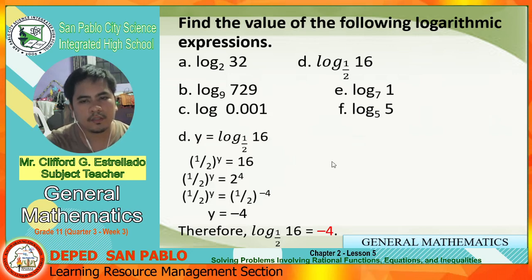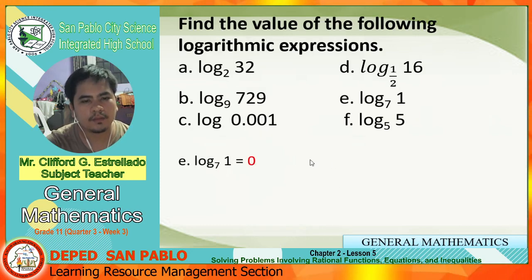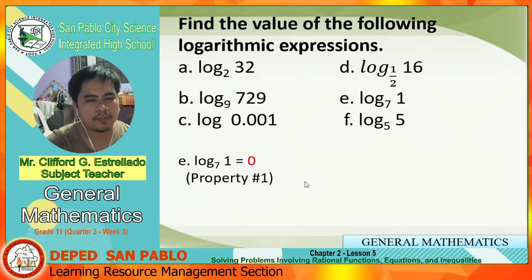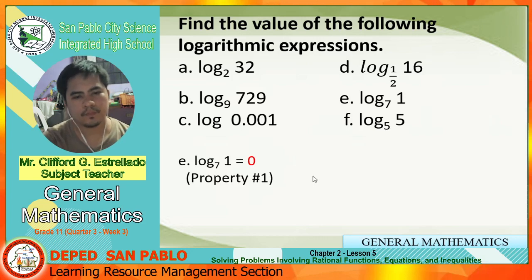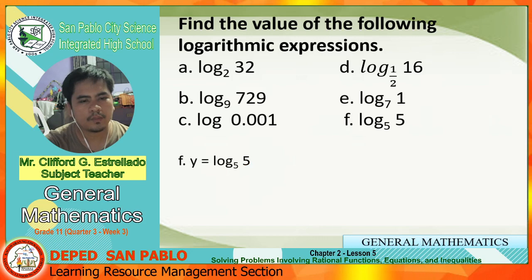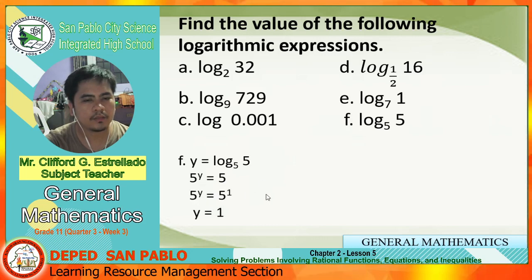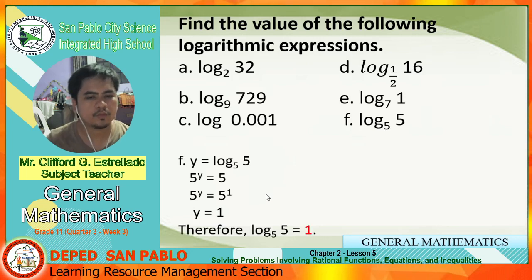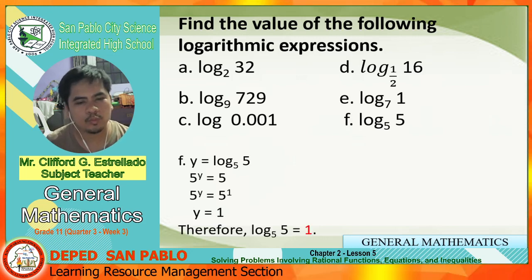Next, letter E, logarithm of 1 with a base of 7. So it is equal to 0 according to the first property. Okay? And letter F, logarithm of 5 with a base of 5. So we can write it as 5 raised to y is equal to 5. So we have now y is equal to 1. So logarithm of 5 with the base of 5 is equal to 1.